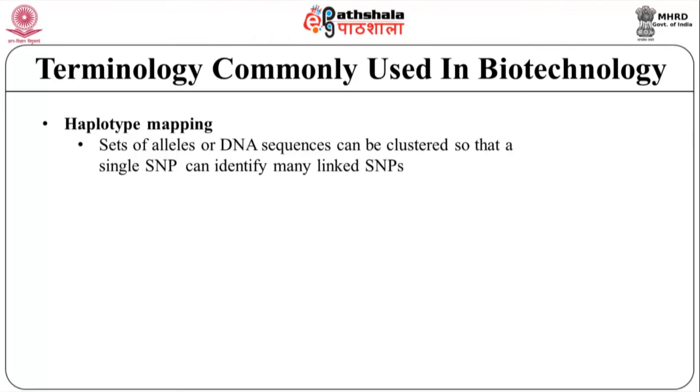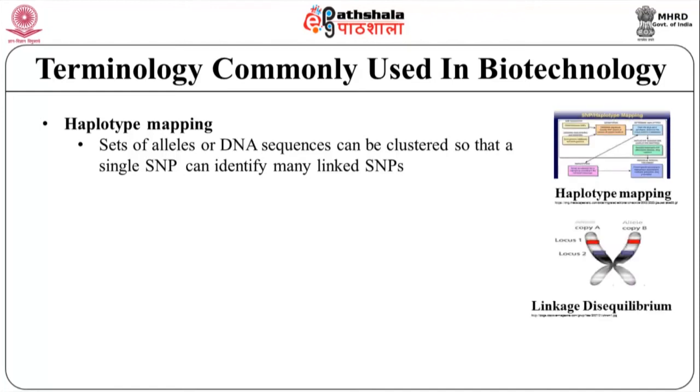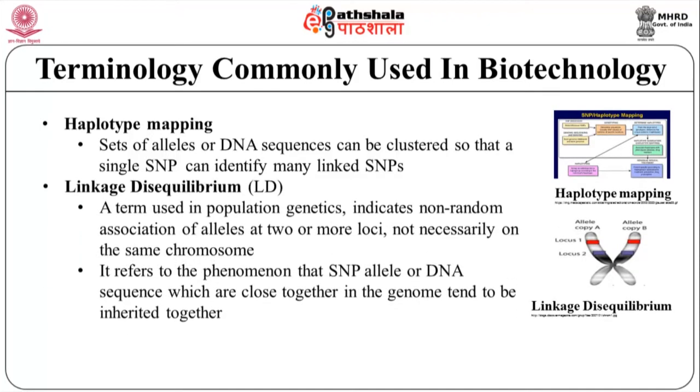Haplotype mapping. Sets of alleles or DNA sequences can be clustered so that a single SNP can identify many linked SNPs. Linkage disequilibrium. LD, a term used in population genetics, indicates non-random association of alleles at two or more loci, not necessarily on the same chromosome. It refers to the phenomenon that SNP alleles or DNA sequences which are close together in the genome tend to be inherited together.